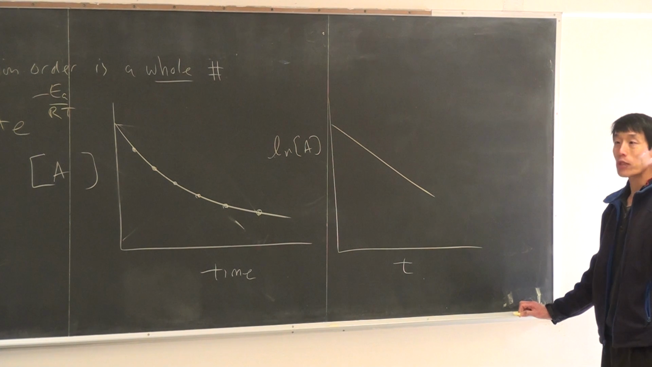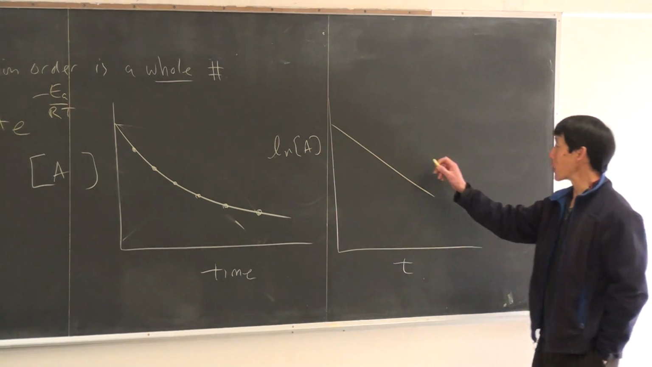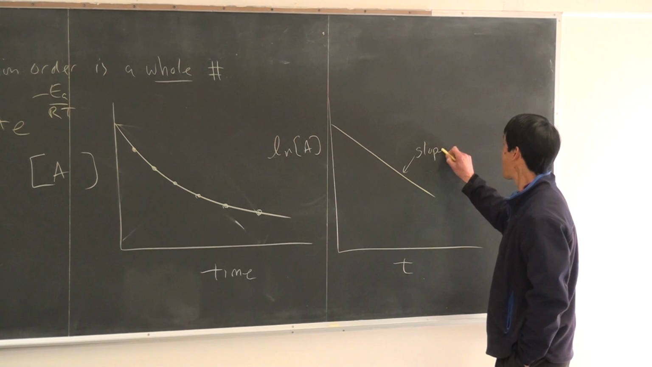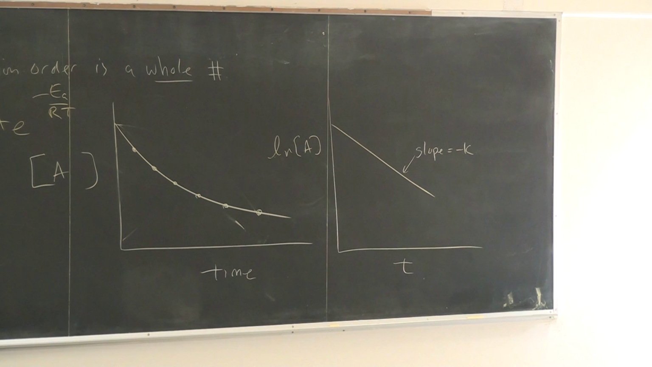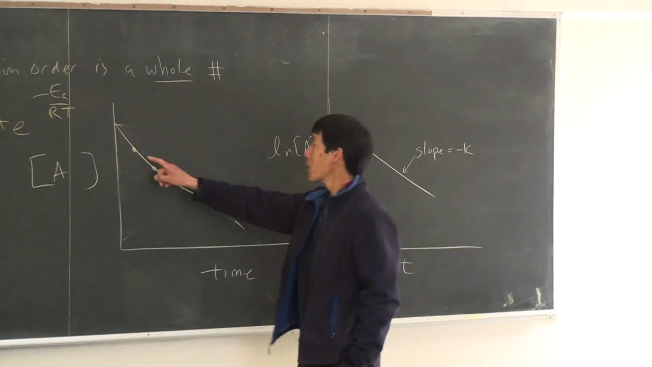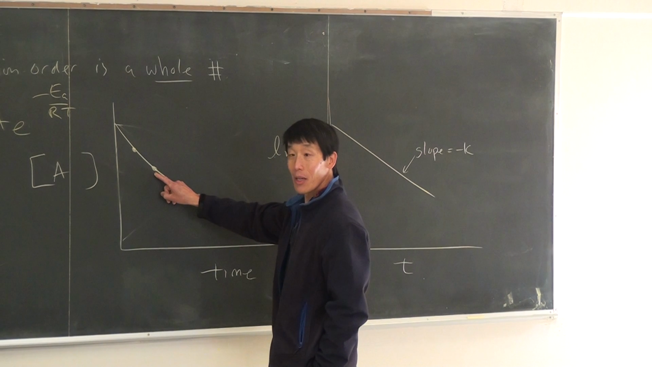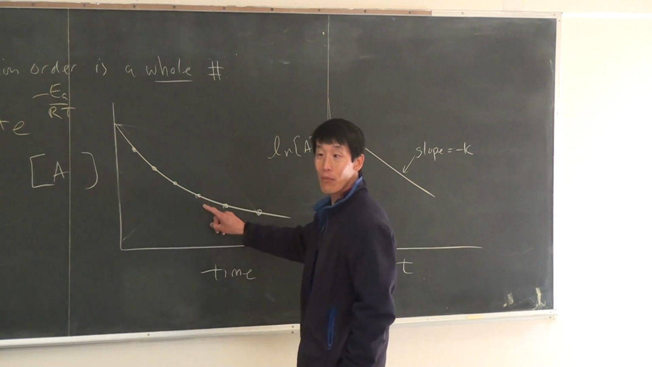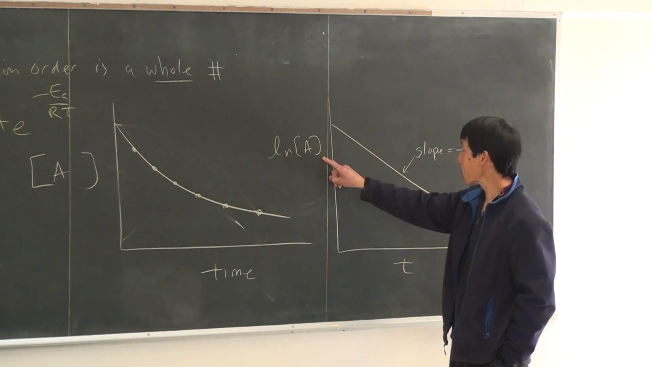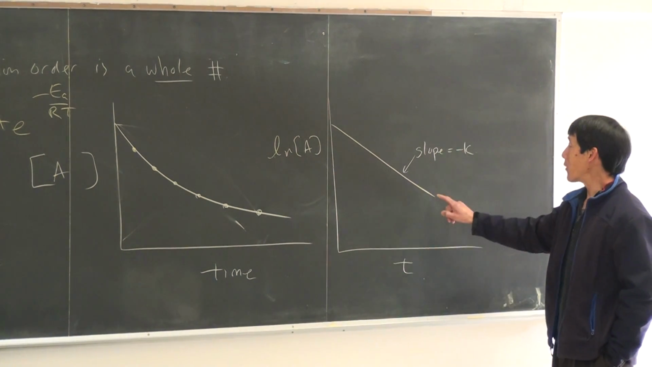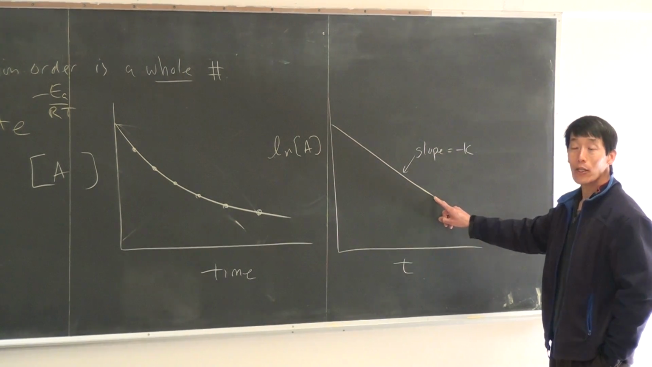And what is the slope of this line? Negative k. Yeah, so the slope is equal to minus k. So again, you do one experiment, you determine the concentration at different points in the reaction. You would then plot the natural log of A at those different times versus t. If you get a straight line, that tells you that the reaction is first order in A.